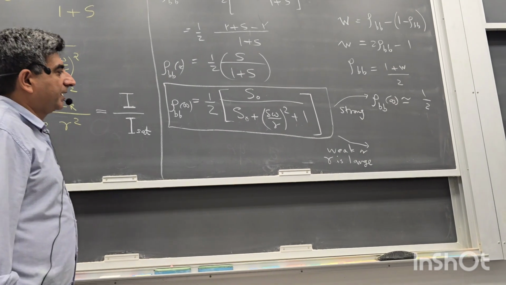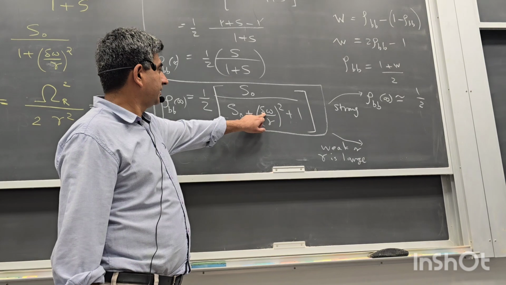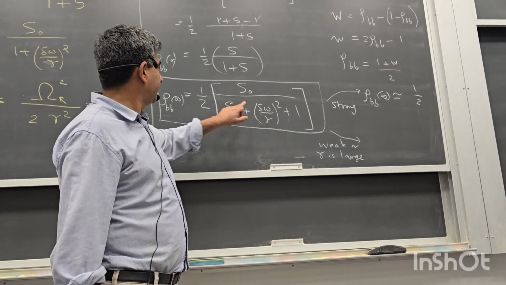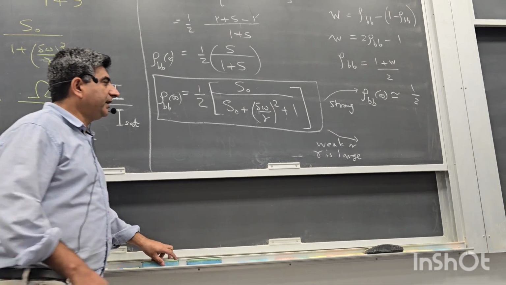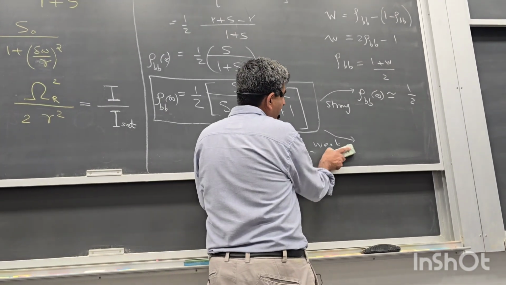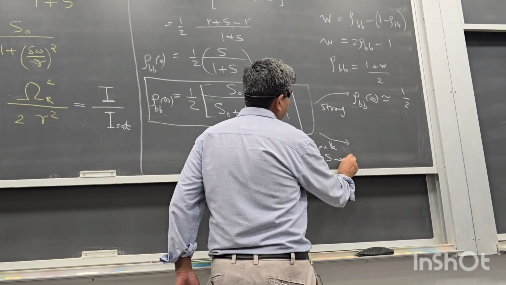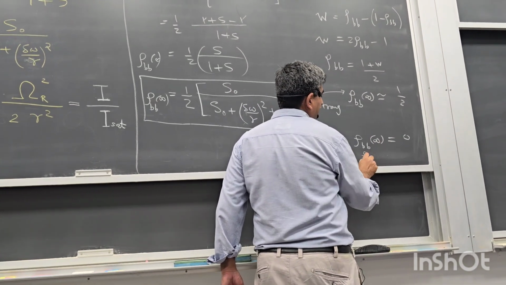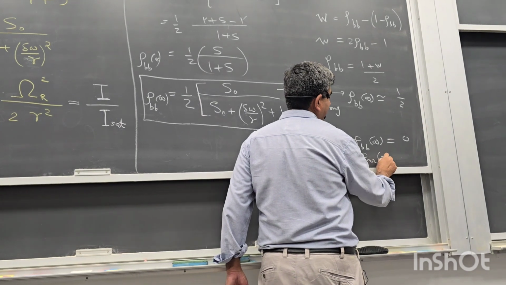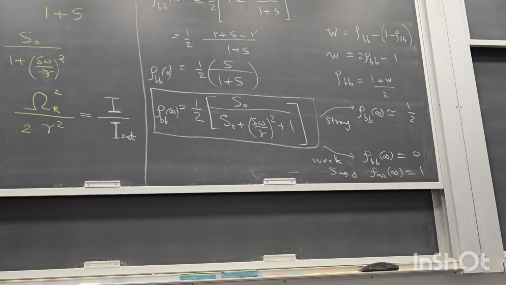By the way, if delta omega is large, and if it overwhelms other things, even then rho BB will be 0. So in the weak field limit, when S approaches 0, rho BB approaches 0, and rho AA will approach 1. This is the weak field limit case.